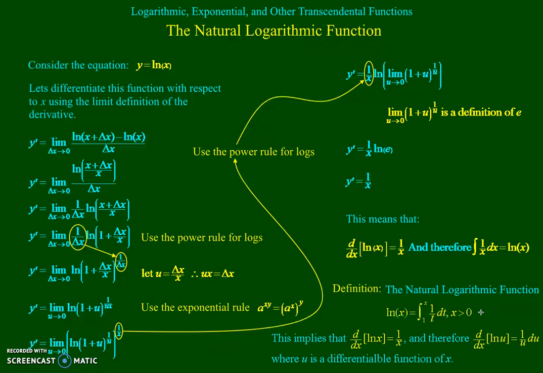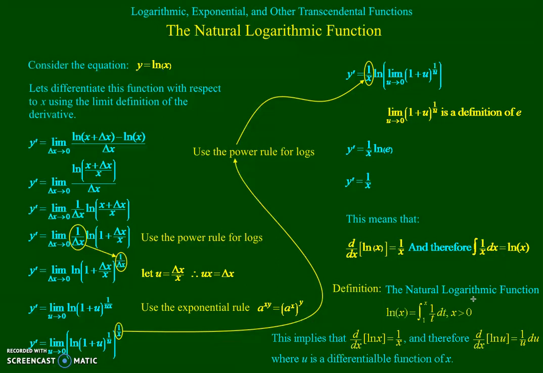And now, of course, by extension, this whole process implies that the derivative of ln of x with respect to x is 1 over x, and therefore the derivative of ln of u is 1 over u du as long as u is a differentiable function of x. So this gives us a more general form for the derivative of natural log and also the antiderivative of 1 over x.